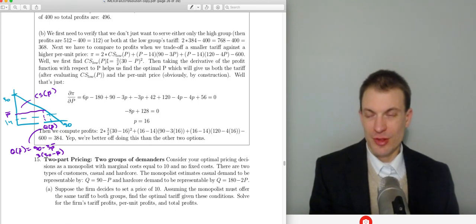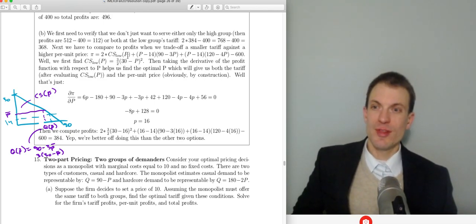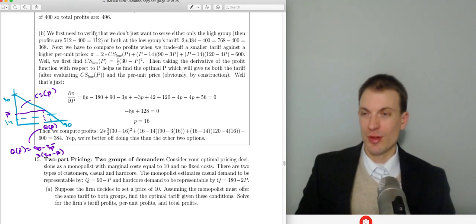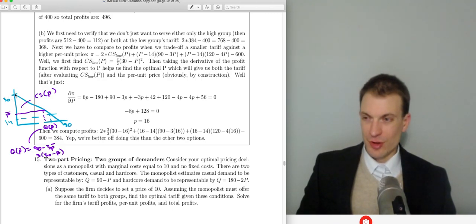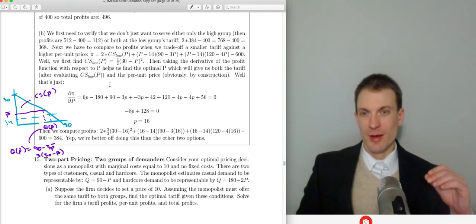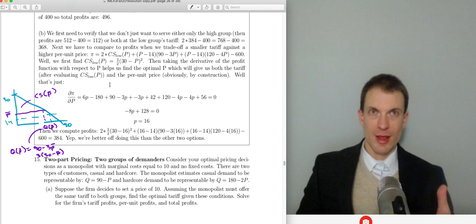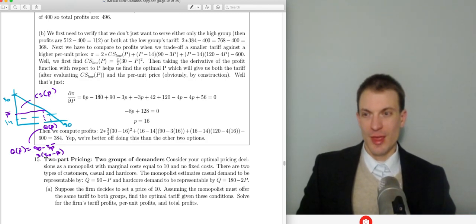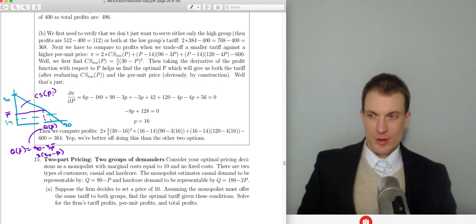And now we're comparing this to the situation where I'm going to write out the same expression we had before, profit as a function of price, take a derivative, and then find the optimal price and the optimal tariff. So, all right, here is going to be my low group of demanders, right? So when I'm going to find the optimal price for my two groups of demanders, I'm going to write the access fee equal to consumer surplus of my low group at whatever is that optimal price.